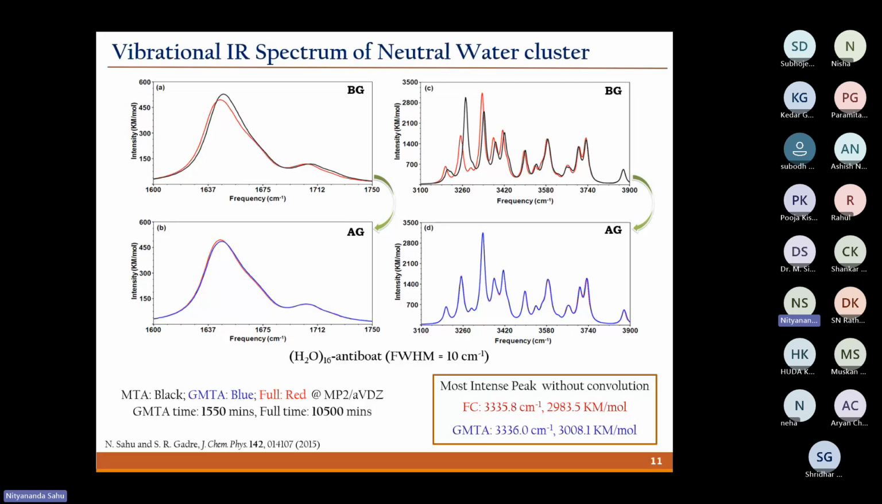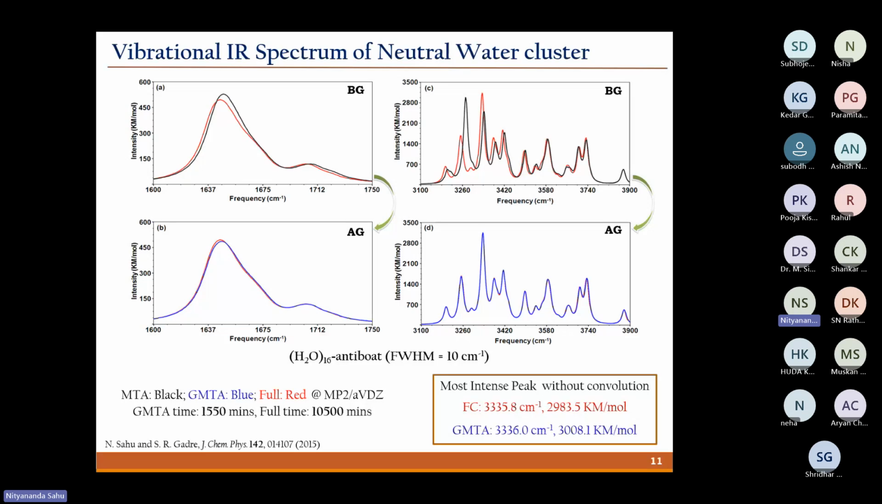So this is again repeated. On the top, just simple MTA calculations, which is in black, and the red one is the full calculation. You see, they are not matching. In a few places they are matching, but in most cases they are either red shifted or blue shifted. Also, their intensities are not matching.